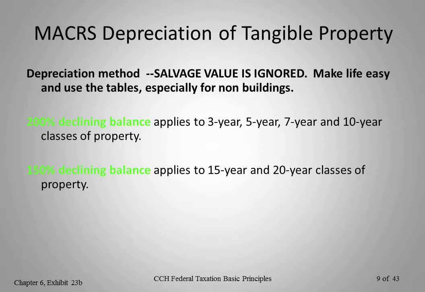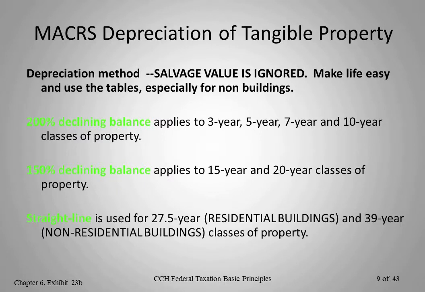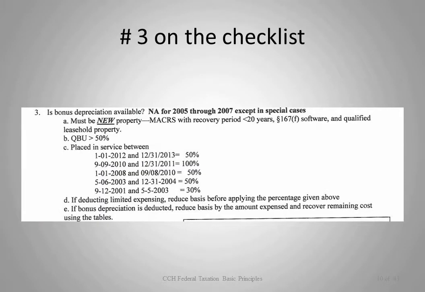150% would apply to 15 and 20-year class. Remember, I can ask you about 15-year property because we have a table for it. And then straight line is what you use for all buildings, whether they're residential with 27.5 years or non-residential using 39 years. Remember, you have your cliff notes. Non-residential property placed in service way back in the dates on the checklist I was actually using a 31.5-year life. So never ignore the bold. If I have a date placed in service that's bolded, I'm telling you to think so that you get to the right answer. The next slide discusses A and B of number 3 on your checklist.